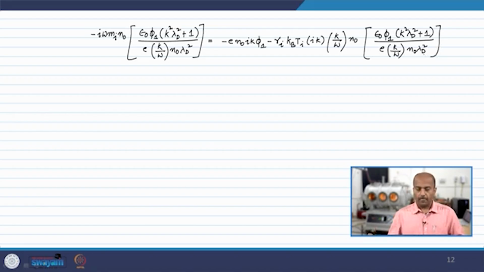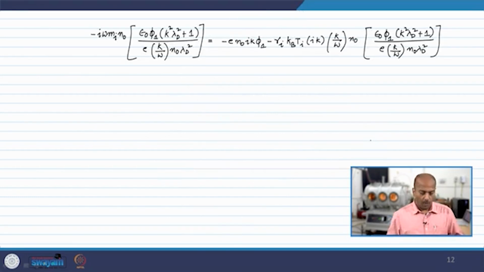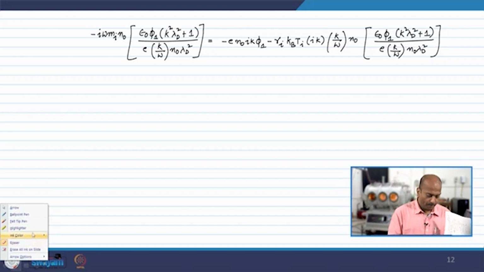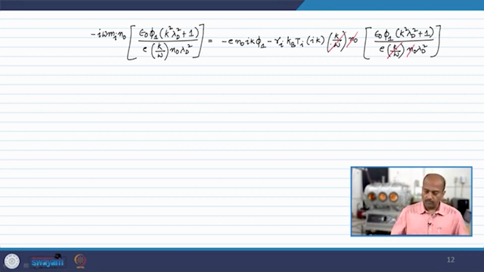Right. We have just substituted ui1 wherever it was appearing, here and here. So we can cancel some things. n naught can be cancelled. k by omega can be cancelled. And we can cancel the minus, minus, minus.